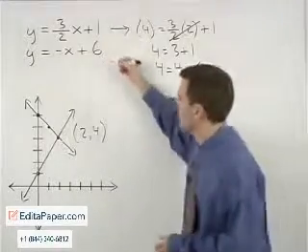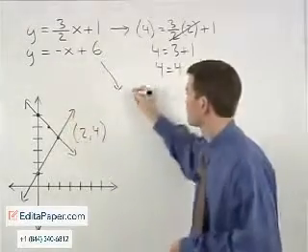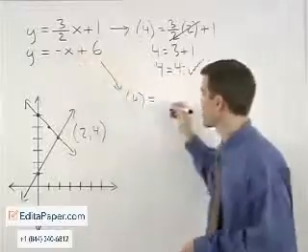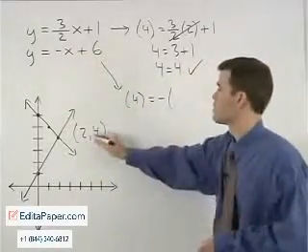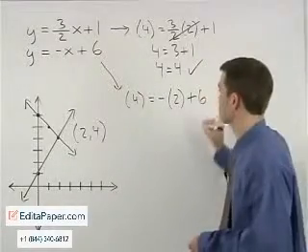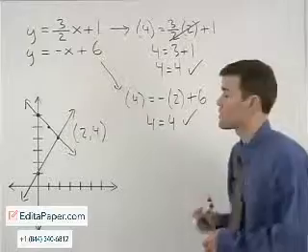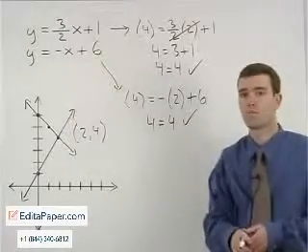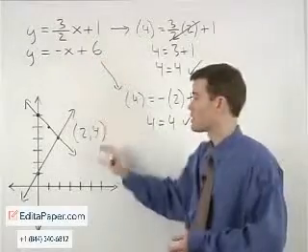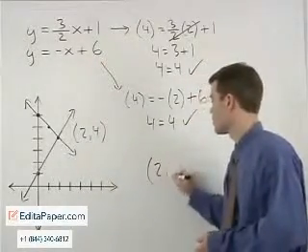For our second equation, y is 4 equals -x, which is -2, plus 6. So 4 equals 4, and our second equation checks. So the solution to this system of equations must be the point 2, 4.